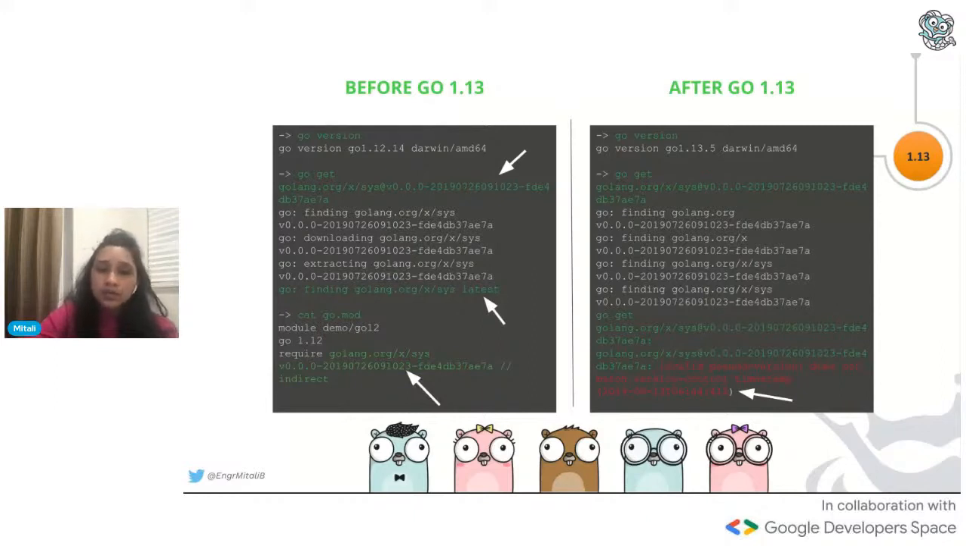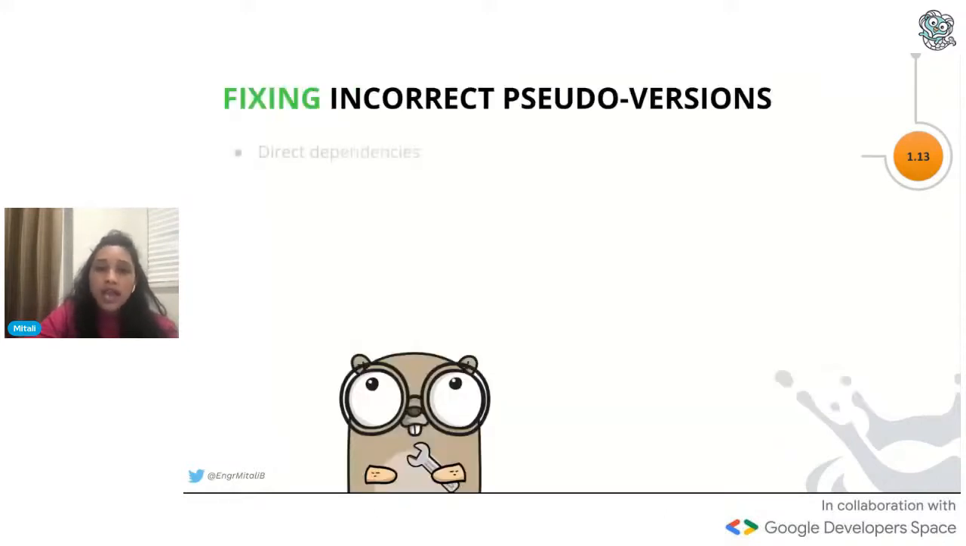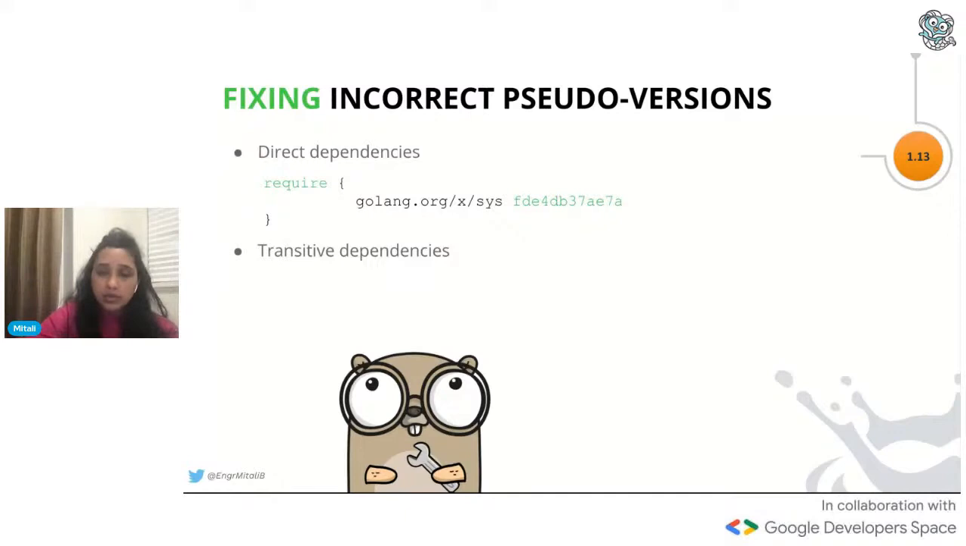Now, how to solve this if you have any invalid and not good pseudo versions? We have to fix our pseudo versions in our direct dependencies, and also any in our transitive dependencies. For direct dependencies, we can use the require directive. Instead of putting the whole pseudo version, we can put only the last commit hash part. And when we run go mod tidy or go get, the Go tool will automatically get the correct pseudo version and pin it to your module.